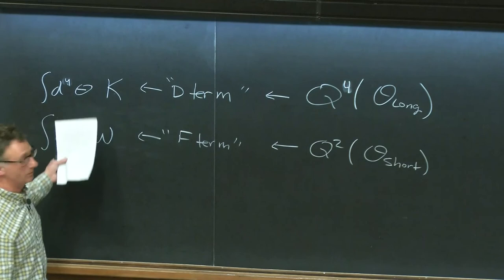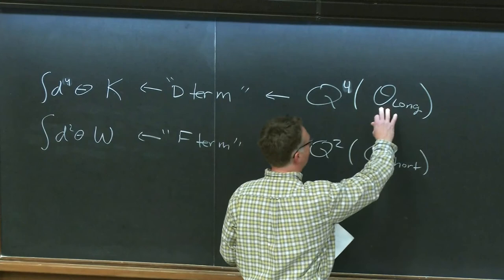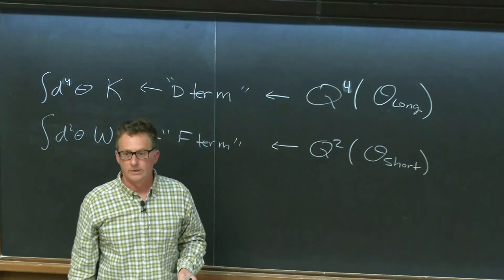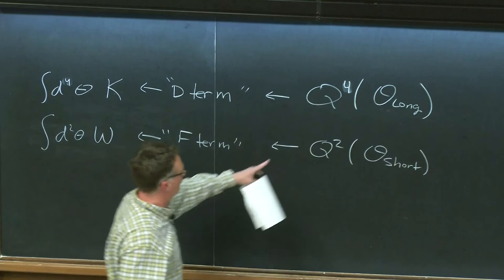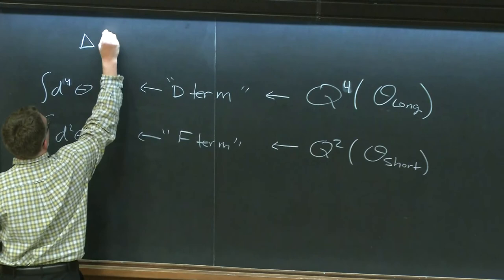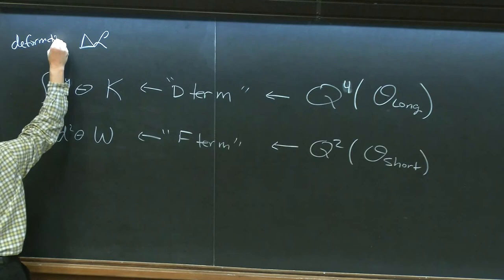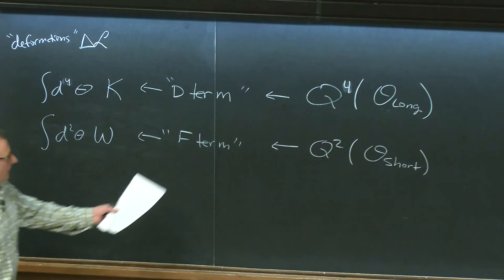In general, we'll have lots of operators, and we can look at this for any of these operators. I'm not sure if that was the question. Yeah, if we want to preserve supersymmetry, then this is how we could deform the theory. We could deform the Lagrangian, delta L, and the deformations preserve supersymmetry if they're at the top of the multiplet.